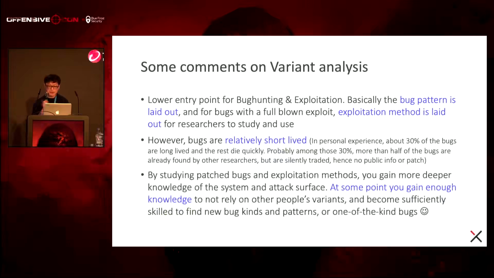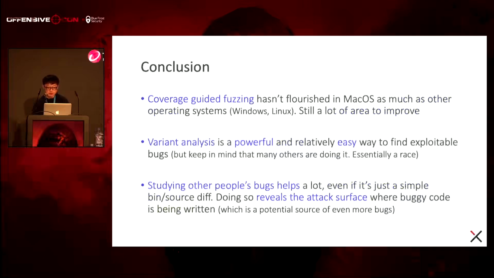And at some point, you'll stack up enough knowledge to the point where you don't have to rely on other people's bugs, and you can find quality bugs entirely on your own. And finally, the conclusion. Personally, I think coverage-guided fuzzing hasn't flourished on macOS as much as on other operating systems, so there's still a lot of room for improvement. And variant analysis is a powerful and relatively easy way to find exploitable bugs, but be prepared for bug collisions.